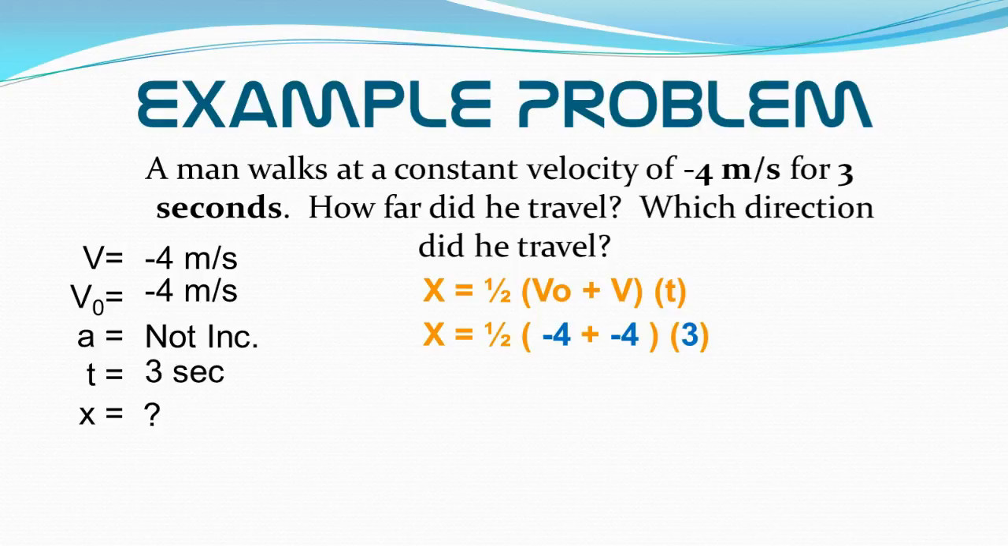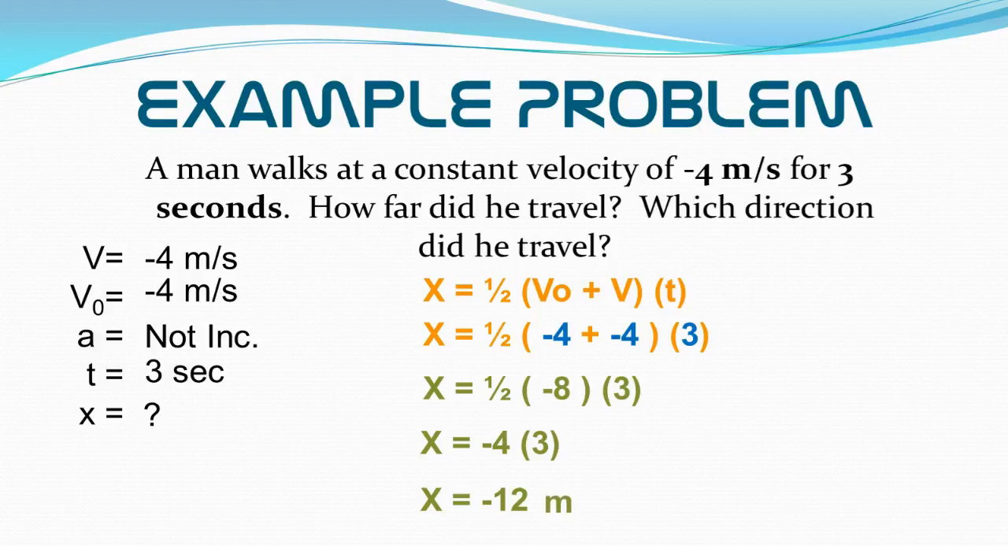If I go through and follow my order of operations, -4 plus -4 gives me -8. Half of -8 is -4. -4 times +3 gives me -12. I need to make sure I have units, that my answer is reasonable, so that's -12 meters. Negative means he's walking backwards. In this case, since he walked -4 meters per second, that's backwards, it makes sense that he has a negative displacement. That's reasonable.